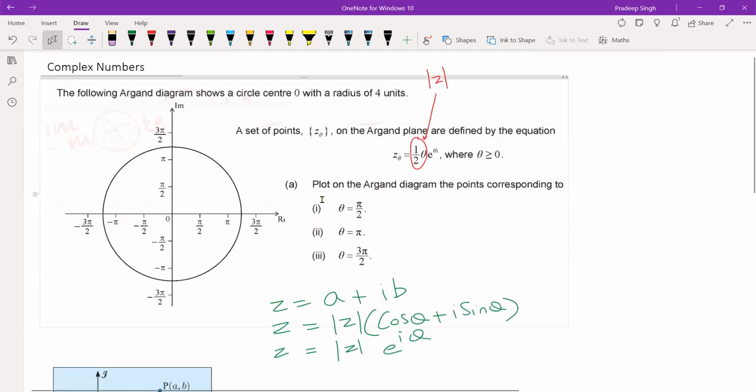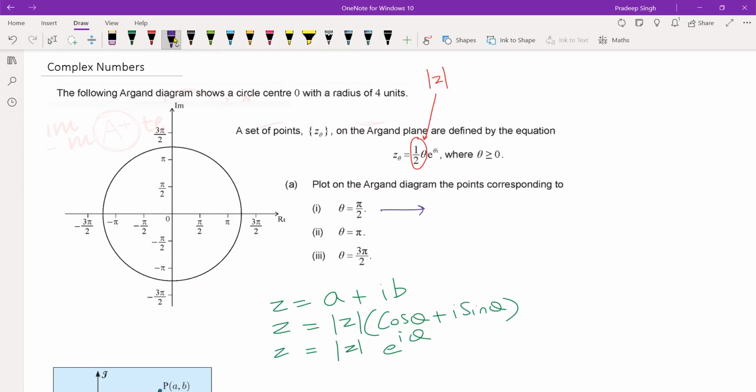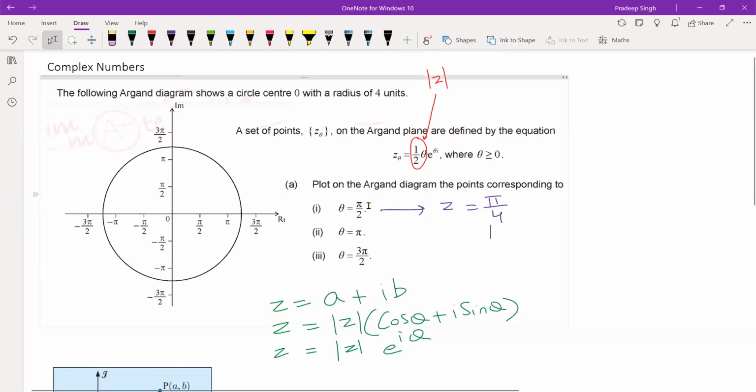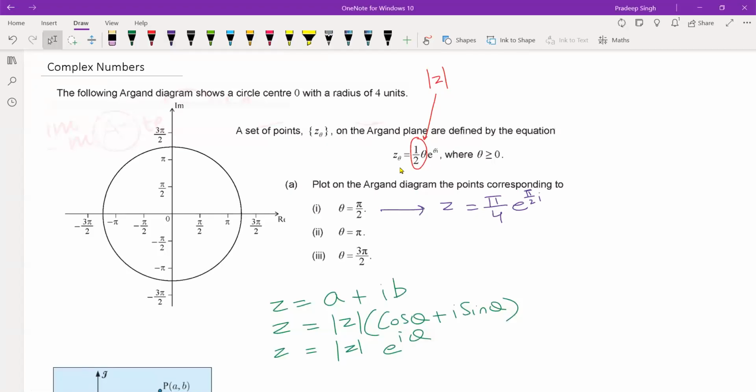Now let's analyze part 1, theta is equal to pi by 2. If you put pi by 2 in this particular equation, let's see what we get. The equation becomes z equals pi by 4 (why pi by 4? Because it is theta by 2, so pi by 2 divided by 2 gives pi by 4), and in front of it we write the argument: e to the power of pi by 2 i. Remember that whatever comes in front of e is the mod. So this is your mod z, and the argument in this case is pi by 2.